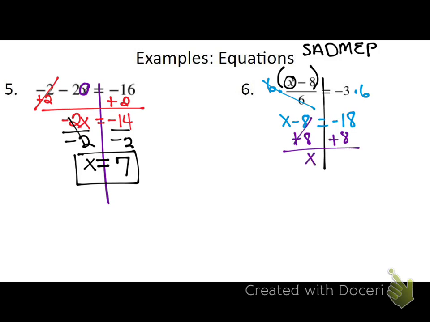Now I can bring the x down. Negative 18 plus 8 is what? Negative 10. Then I box that. Questions on those two?